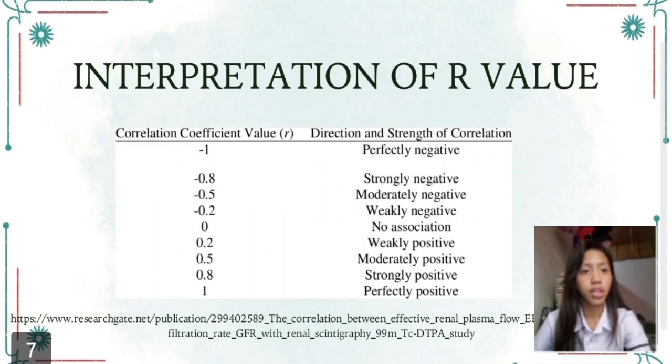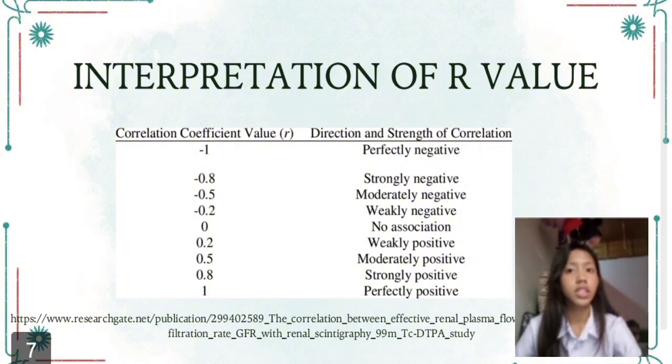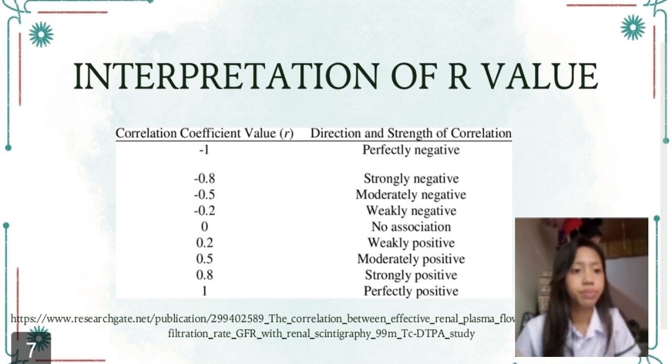This is the interpretation of the R value, where positive 1 indicates a perfect positive correlation: as one variable increases, the other increases proportionally. However, 0 indicates no linear correlation, meaning there's no clear relationship between the variables. And negative 1 indicates a perfect negative correlation: as one variable increases, the other decreases.